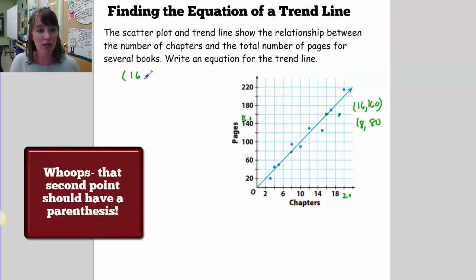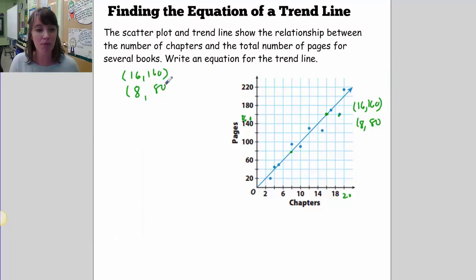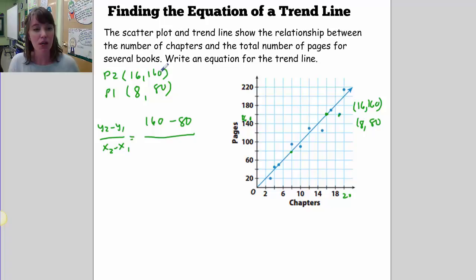So remember, finding slope, we line them up vertically. We take the change in y, y2 minus y1, over x2 minus x1. So 160 minus 80 over 16 minus 8 would be 80 over 8, which would be 10. So there's my slope. My slope is 10.